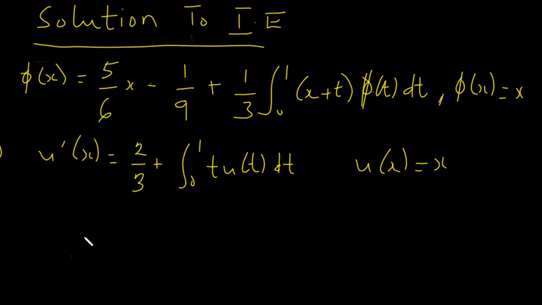Okay, so with the first example, we have phi of x being equal to 5 on 6x minus 1 out of 9 plus 1 out of 3, then the integral of x plus t, phi of t dt from 0 to 1. So first of all, I want us to pause the video and try to classify this integral equation.